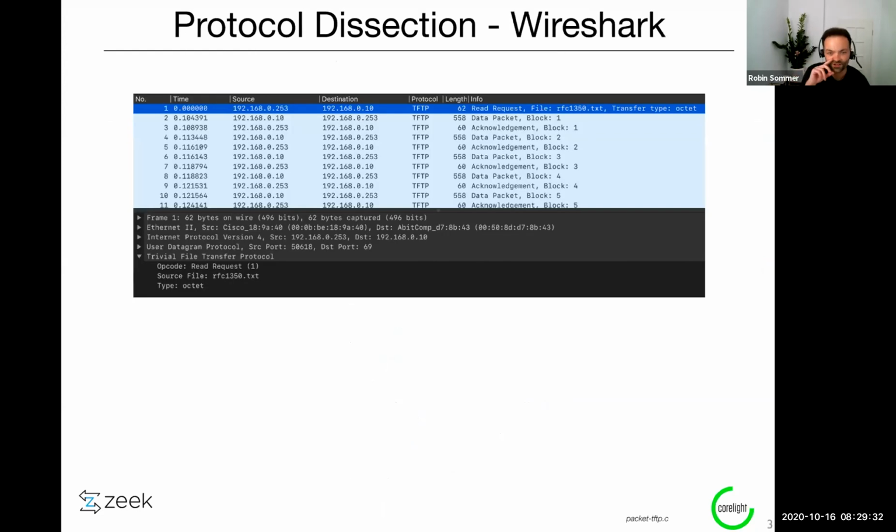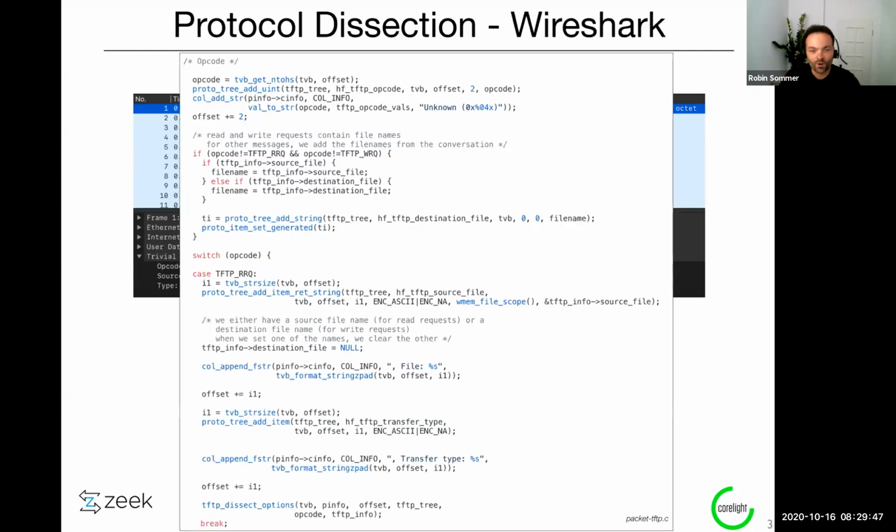So I did the same for Wireshark. Looking at this tiny little trace, Wireshark looks like this. In particular, in that first packet you see the read request, you see the file name, the transfer type, and down in the tree, the same is repeating. This is the Wireshark code for parsing those fields. It's in the end not too different, I would say, structurally. There are also raw pointers in there. There are size calculations in there. There's a bunch of helper functions. And it also calls into the Wireshark engine to build up this tree as it parses that. So it's always mixed and mingled.